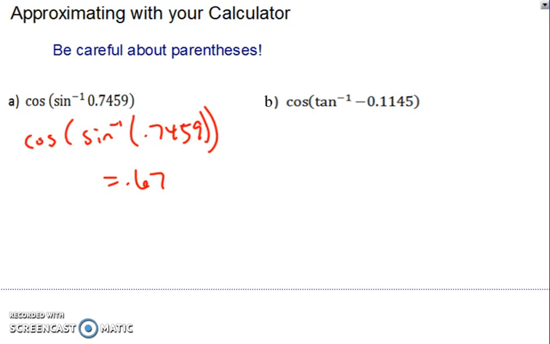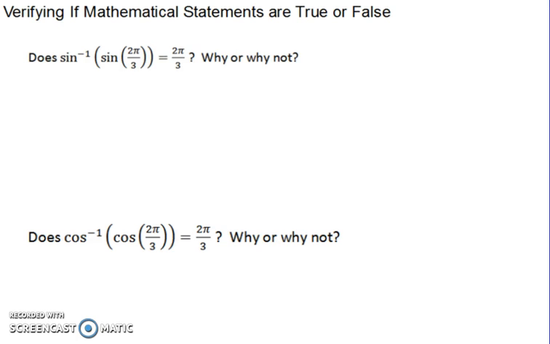And if you've done it right, that number should be 0.67. Similarly, just make sure that you have the negative included in this one, and if you type in your calculator correctly, you should have a number of approximately 0.99.